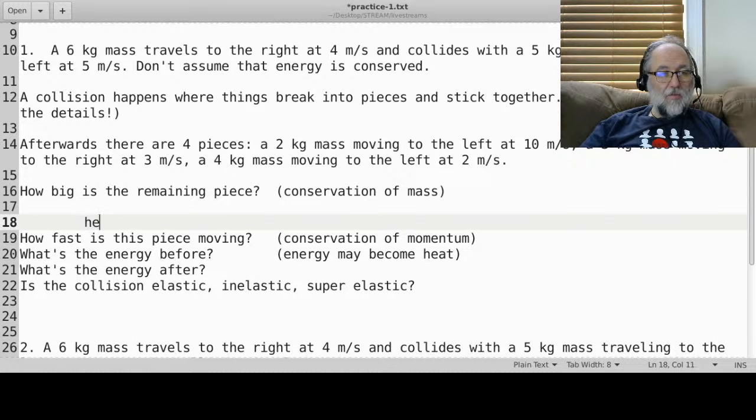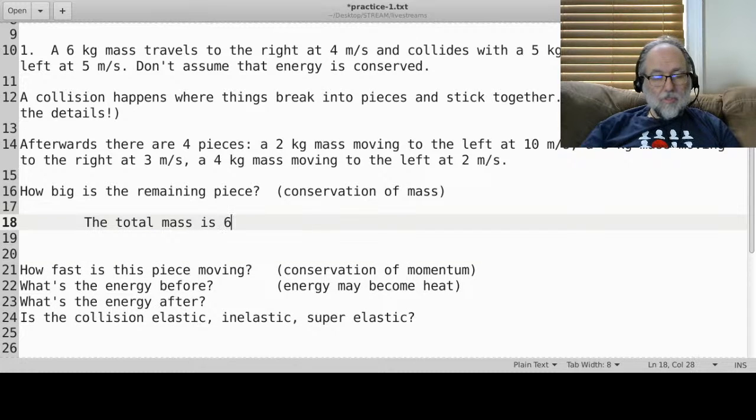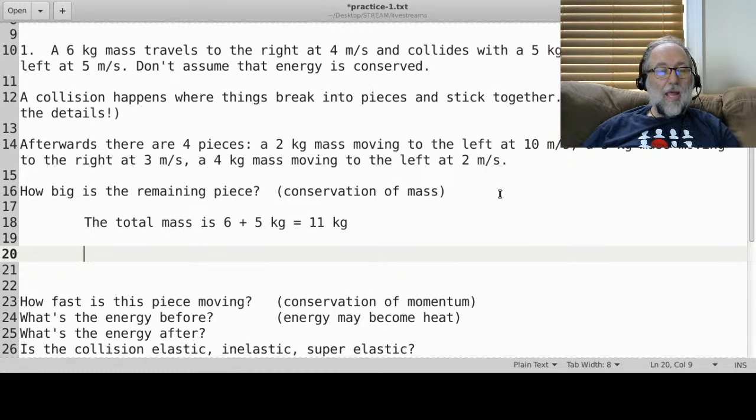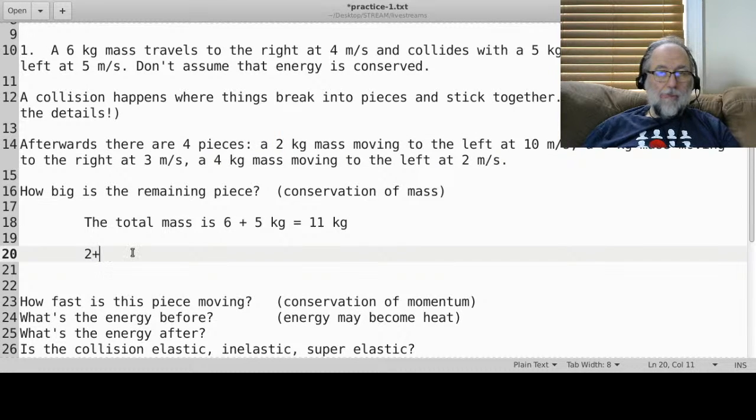We could say here that the total mass is 6 plus 5 kilograms, which is equal to 11 kilograms. Now, what do we have here? We have a 2 kilogram mass, right? We have a 3 kilogram mass.